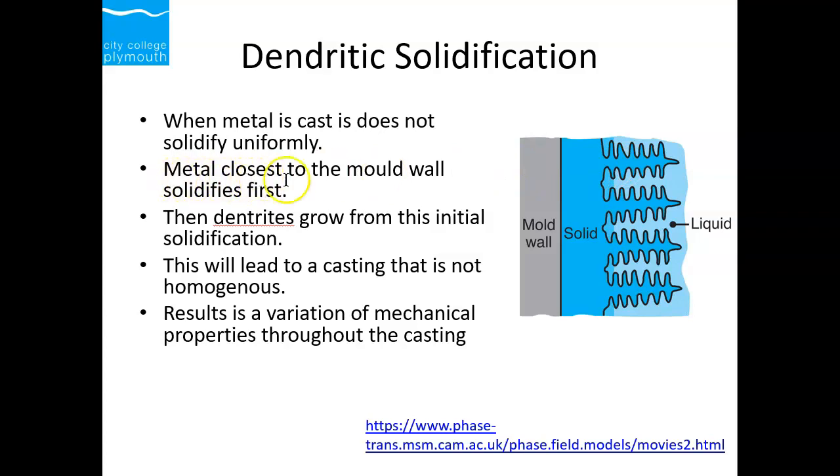Metal closest to the mold will solidify first, then dendrites grow from this initial solidification. Now this will lead to a casting that is non-homogeneous. Non-homogeneous means it will have different properties at the outer surface and different properties in the middle. So we will have different mechanical properties.